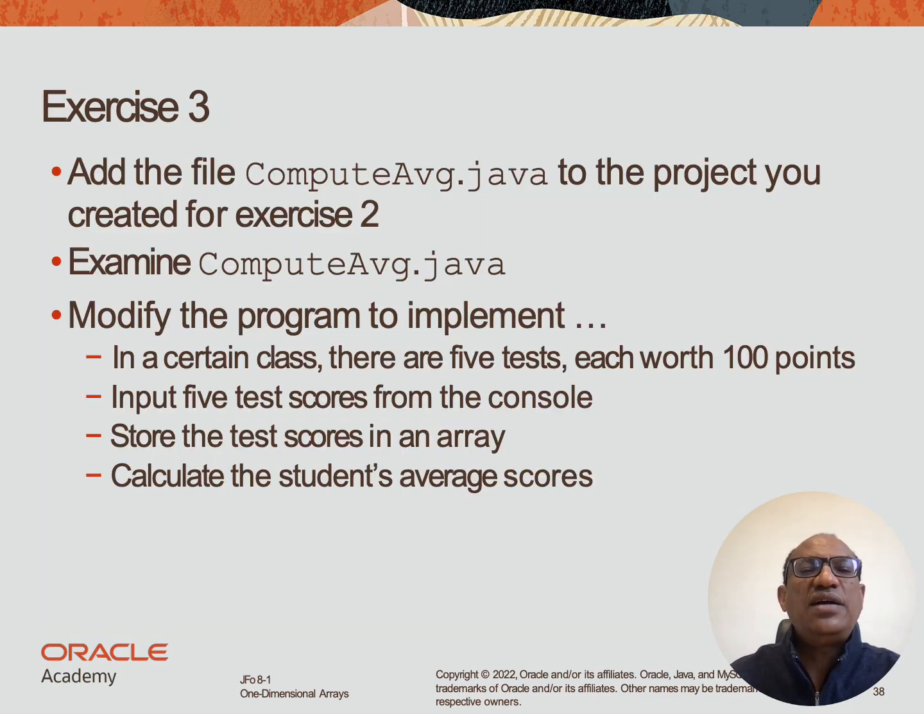In exercise 3, add ComputeAvg.java to your project. Prompt the user for 5 test scores, store them in an array, then compute and print the average. Make sure each test is worth 100 points, easy to validate.